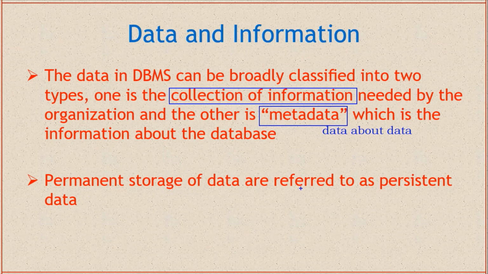Then permanent storage of data is actually called persistent data. You need to remember this word, persistent. Persistent means permanent. So if you store some data in a database, we should store it permanently, right? We don't store the data temporarily, right? So persistent is the meaning of this word. Persistent means permanent. Permanent and persistent, these two have the same meaning. Generally, the data which we store in a database is persistent.